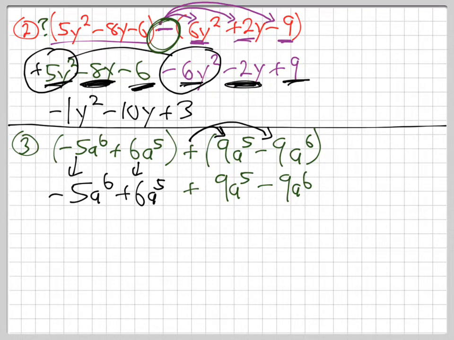So, like minus 5a to the 6th. Which one is like terms with him? Yeah, the ones that have the same... Well, wait, I'm confused. Not those two. These two. Yeah, the ones that have the same powers. So like terms are the ones that have the same powers, and then you just add the numbers in the front. Negative 5 and negative 9.